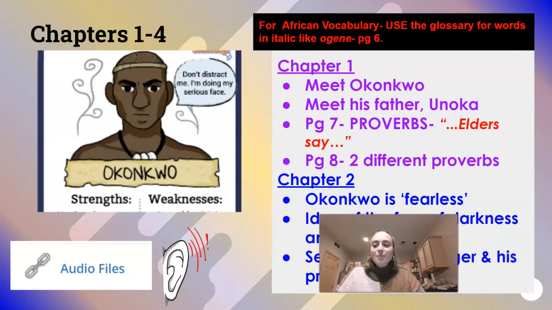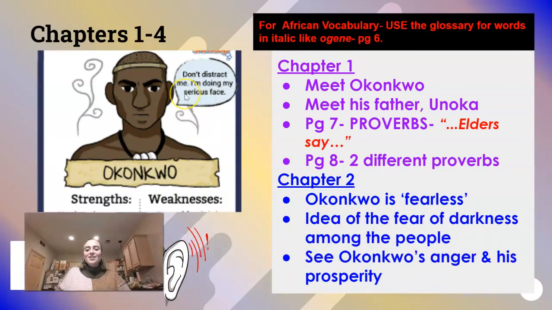Okay, so chapters 1 through 4, we are going to meet our protagonist, Okonkwo. You are going to find out very quickly, he is an interesting man. He has some anger issues. He's got a strong personality. He's not a very good husband or father. And so we're going to meet him right away and also meet his father, Unoka. And Okonkwo hates his dad. His biggest fear in life is ending up like his lazy father who didn't succeed at anything in life.